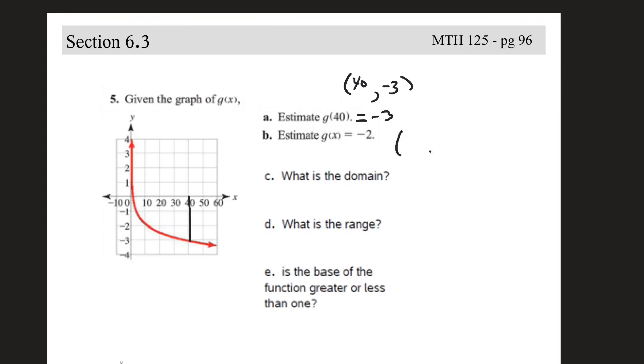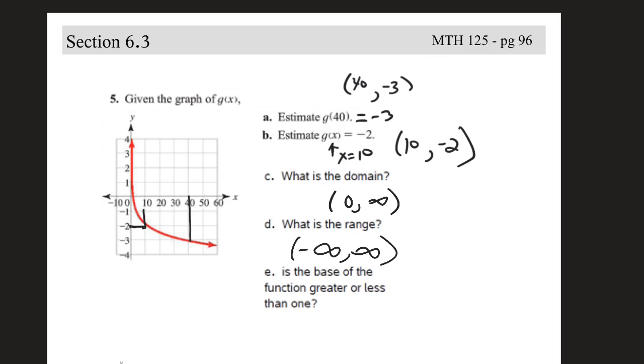B is asking us, what value of x will give me a y value of -2? Well, y is -2 right here. So if I follow this over and up, then x must have been 10. So I would say x equals 10. When x equals 10, y equals -2. The domain, how far left or how far right? We would say that this goes from 0 to infinity. It never actually touches 0. What is the range? We're going to say from -infinity to +infinity.